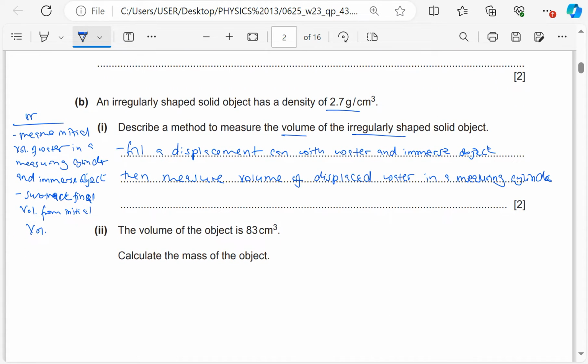Okay, so measure the initial volume of water in a measuring cylinder, then immerse the object, then subtract the final volume from the initial volume. Actually, subtract the initial volume from the final volume. It is the other way around because the final volume is going to be greater. So subtract the initial volume from the final.